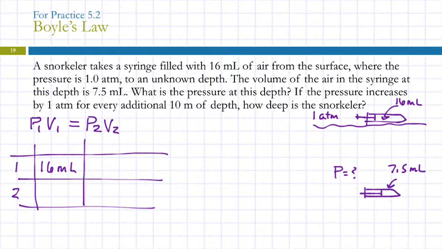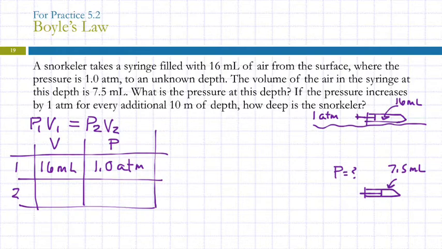So 16 milliliters, is that a volume, a temperature, a pressure? What is that? That's the volume. So I'm going to call this column of my table V. And so 16 milliliters at the surface, where the pressure is 1 atmosphere. So 16 milliliters and 1 atmosphere go together. So 1.0 atmospheres. That's a pressure, so I'm going to label that column P.